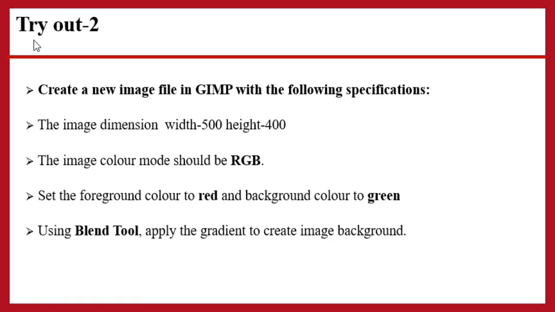Children, here is an activity for you. Create a new image file in GIMP with the following specifications. The image dimension should be 500 and 400, which means you have to set the width as 500, height as 400, and the image color mode should be RGB. Also set the foreground color to red and background color to green. With the help of the blend tool, apply the gradient to create the image background.